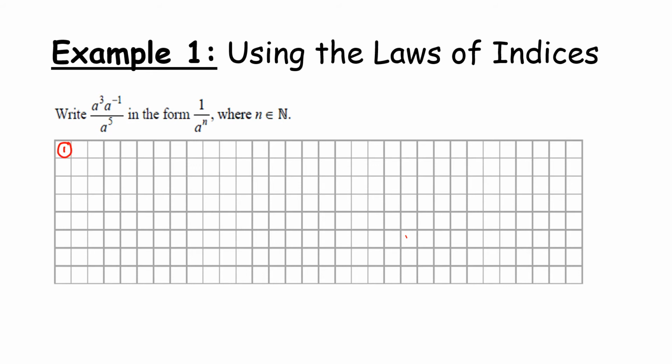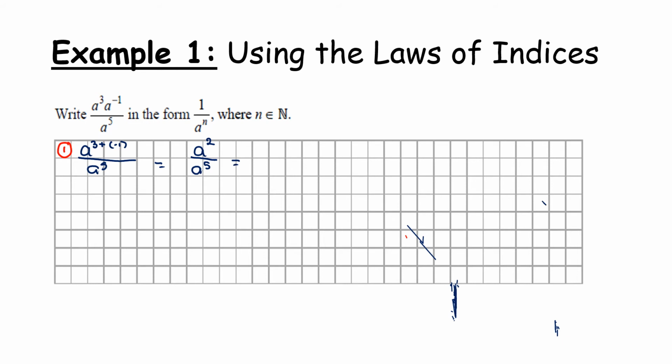So using law 1, I'm going to say a to the power of 3 multiplied by a to the power of minus 1 is a to the power of 3 plus minus 1. And that's still all over a to the power of 5. So cleaning that up, it's a to the power of 3 minus 1, which is a to the power of 2 over a to the power of 5.